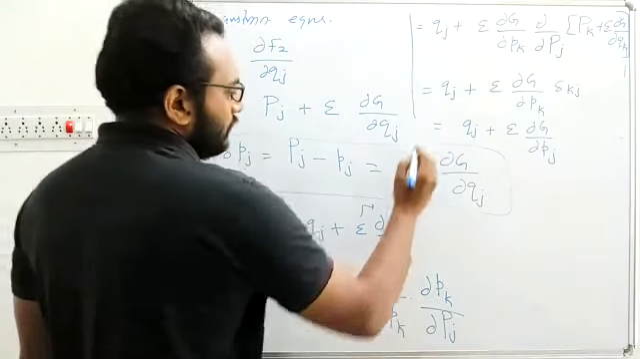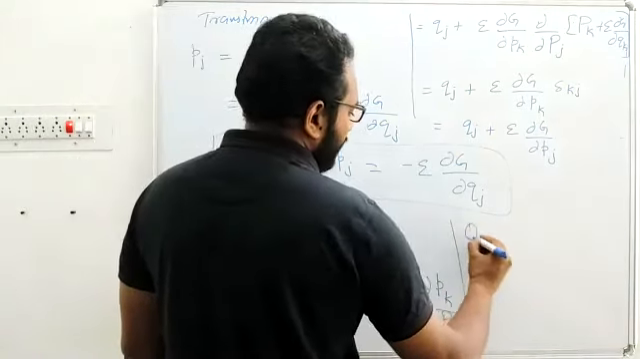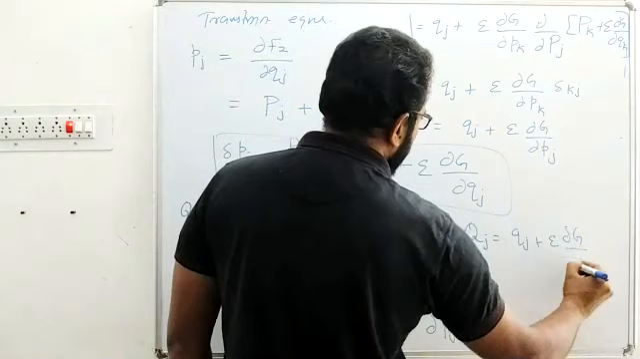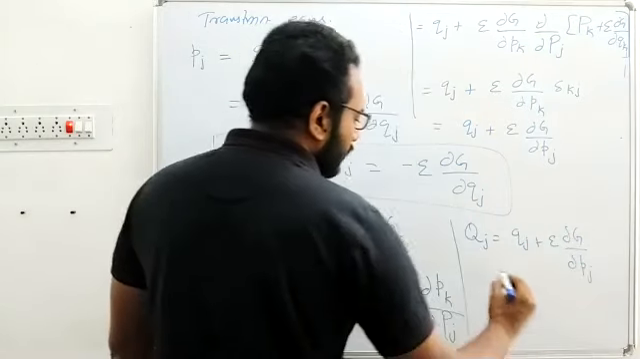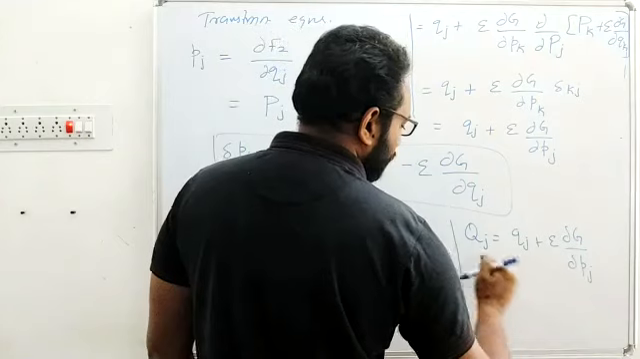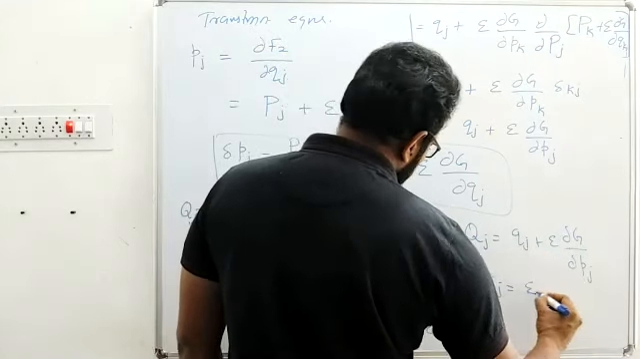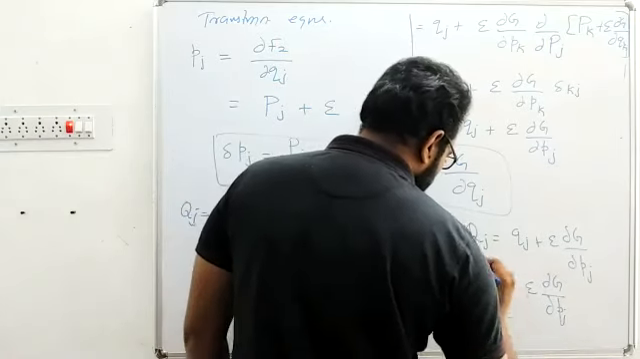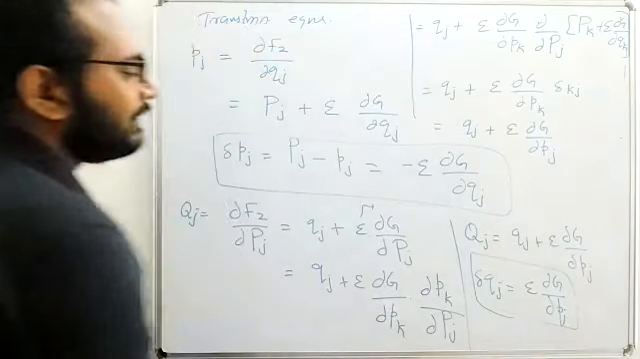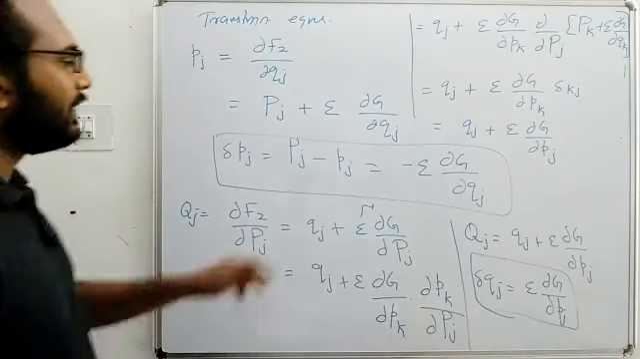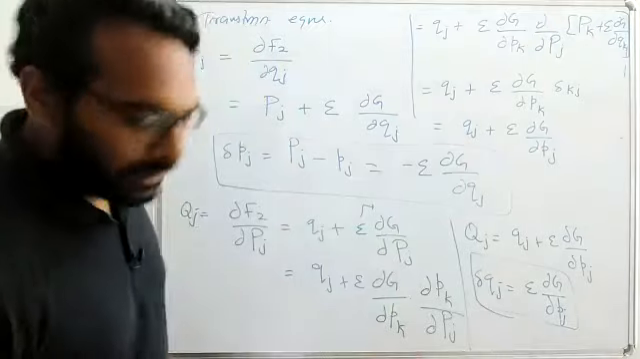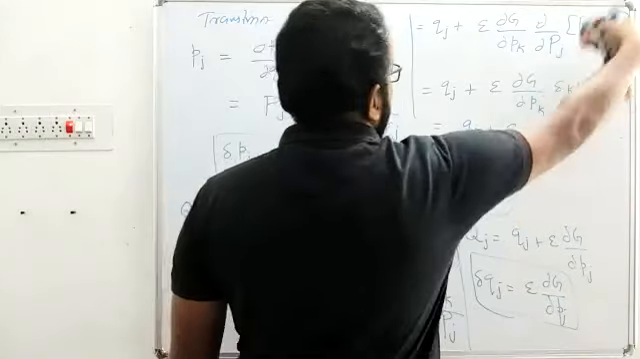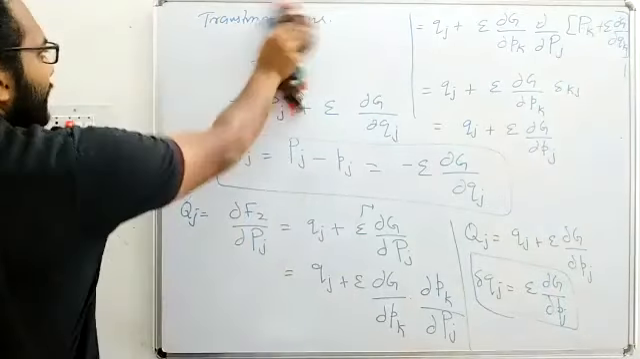So from here, what we have is capital Qj is equal to qj plus epsilon ∂G/∂pj. Or we can write delta Qj is equal to Qj minus qj, that's equal to epsilon ∂G/∂pj, where this p is small. So these are the infinitesimal changes in the coordinates and momentum. I hope this is clear. We will be using this technique always. Whenever this epsilon squared term comes, we will just get rid of it.